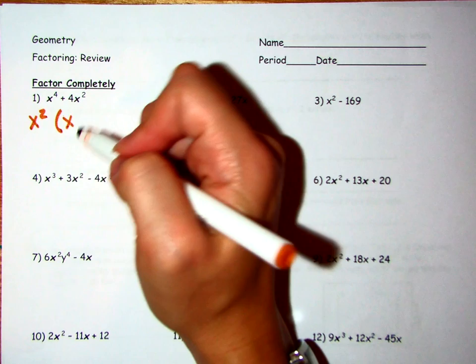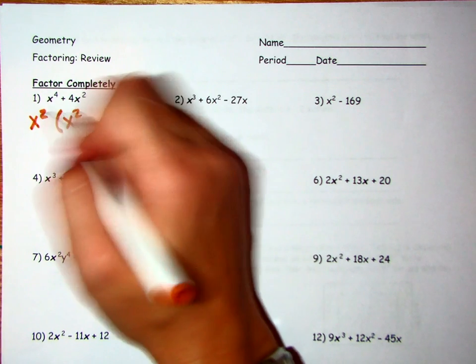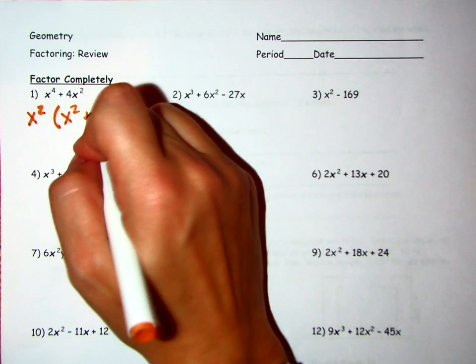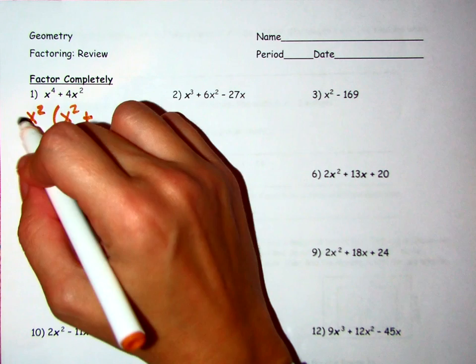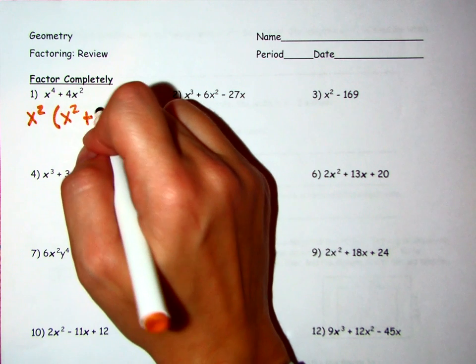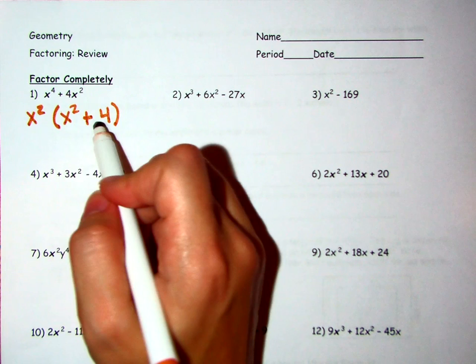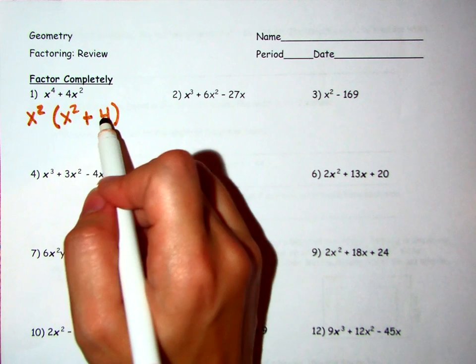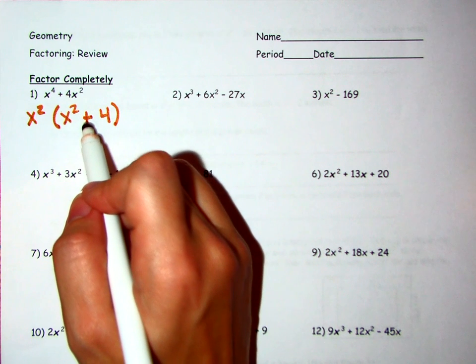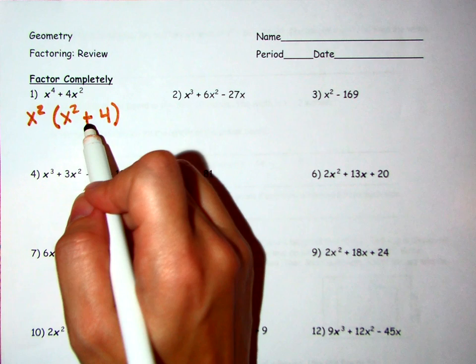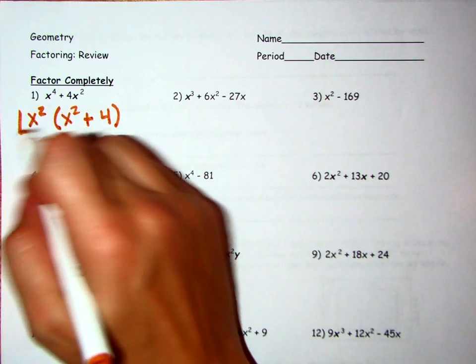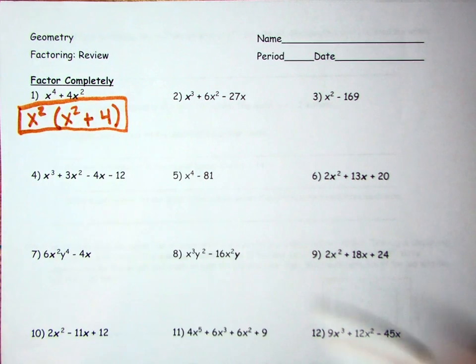Well, how many x's are we missing? We're missing 2. 2 plus 2 is 4. Then we have plus, and then there's no number here, so x squared times what gives me 4x squared? X squared times 4. Now we want to look at what's left inside here. I see 2 squares, but this is not a difference, a subtraction of the 2 squares, which means there is nothing left that I can do. This would be my final answer.